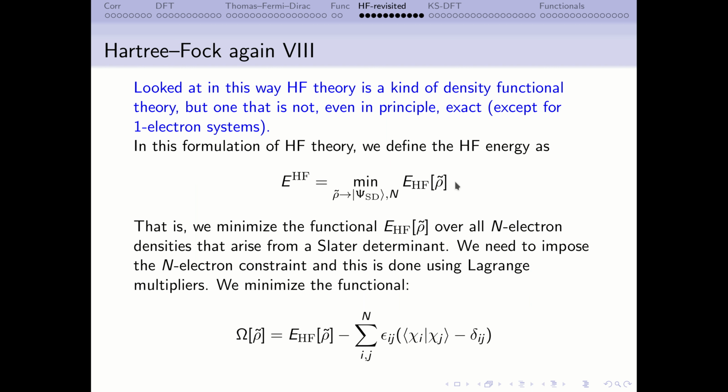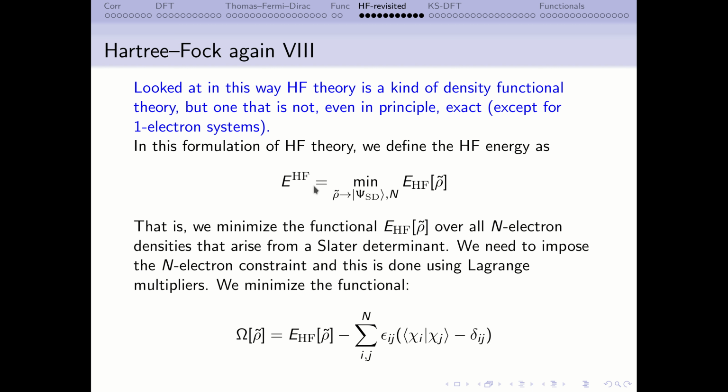We have this Hartree-Fock density functional here for the given rho tilde in it, and we minimize over all possible rho tildes that arise from a single determinant with n electrons. So we've got to search the space of all possible densities which arise from a single determinant with n electrons, and this would give us the minimum, and that minimum would be the Hartree-Fock energy.